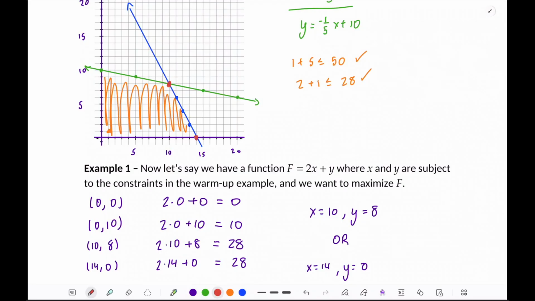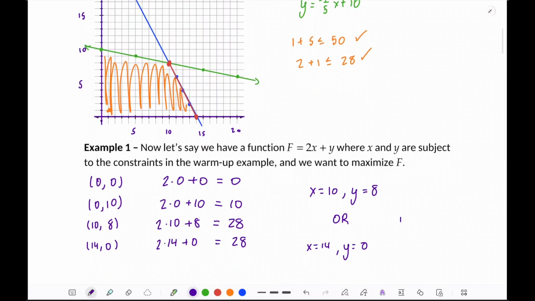And what we're going to learn on the next page is technically, if I pick any point between those 2 points as well, those will also be a solution. And these all provide a maximum of 28. So the 10, 8, 14, 0 is called the location, and the value is 28.